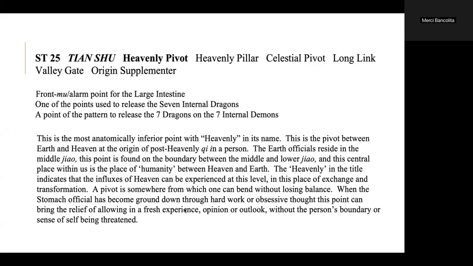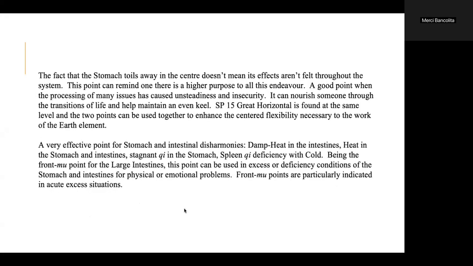When the stomach official has become ground down through hard work or obsessive thought, this can bring the relief of allowing a fresh experience, opinion, or outlook without the person's boundary or sense of self being threatened. The fact that the stomach toils away in the center doesn't mean its effects aren't felt throughout the system. This point can remind one there is a higher purpose to all of this endeavor.